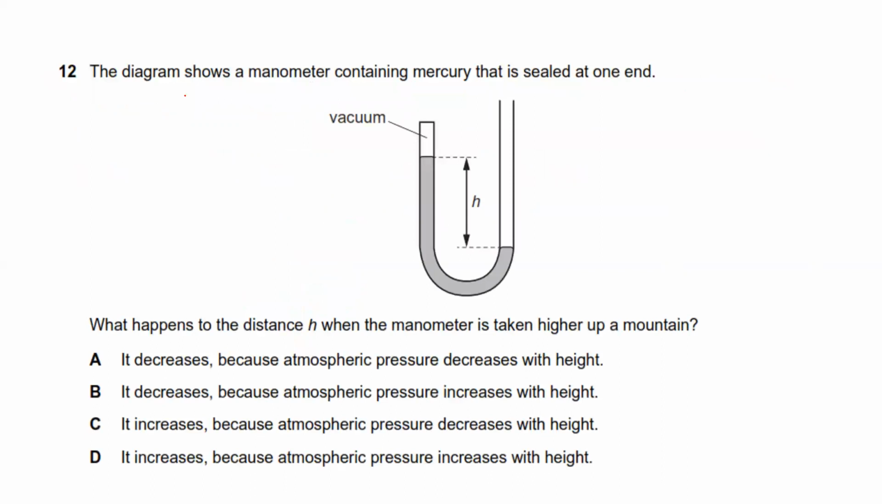Next question, question number 12. It says the diagram shows a manometer containing mercury that is sealed at one end. What happens to the distance h when the manometer is taken higher up the mountain? So higher up the mountain, the atmospheric pressure decreases. If atmospheric pressure decreases, this height h will decrease. The height decreases because atmospheric pressure decreases with height. The height will not increase. So answer A will be the best choice we have.